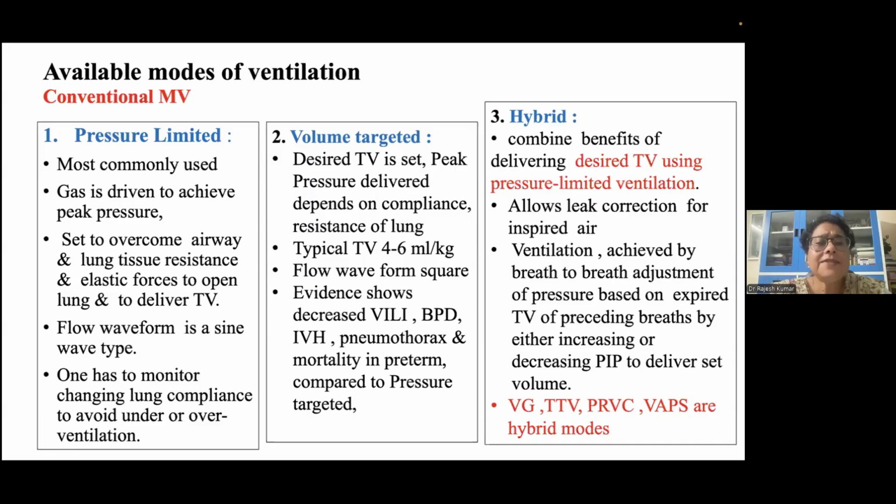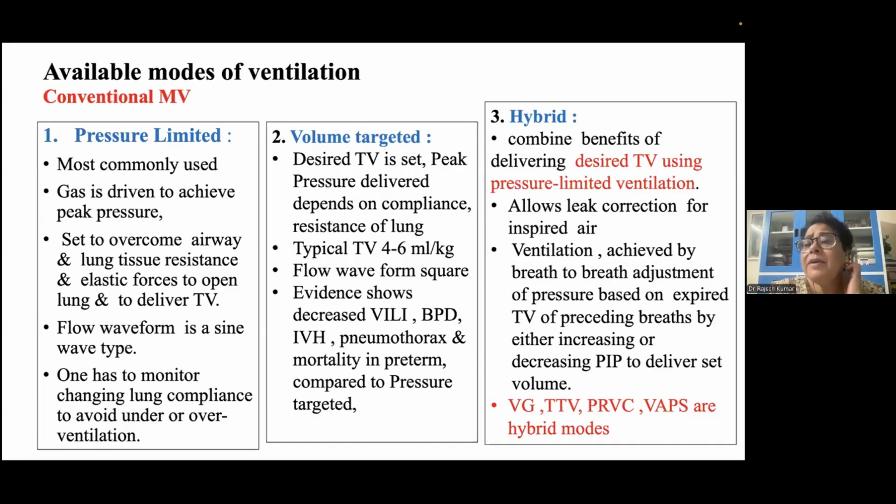If we have a facility for volume-targeted ventilation, here we set the desired tidal volume. Peak pressure is delivered depending on the compliance or resistance of the lung. Typical tidal volume is 4 to 6 ml per kg. And again, in contrast to the pressure-limited waveform where the flow waveform is a sine waveform, here it is a square one, and this was also shown in the previous lecture. There is evidence to show that this type of ventilation decreases ventilator-induced lung injury, BPD, IVH, pneumothorax, as well as mortality in preterm infants compared to pressure-targeted ventilation.